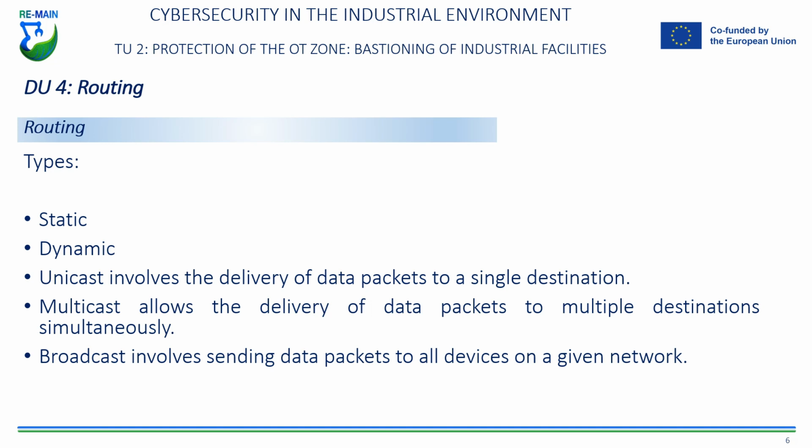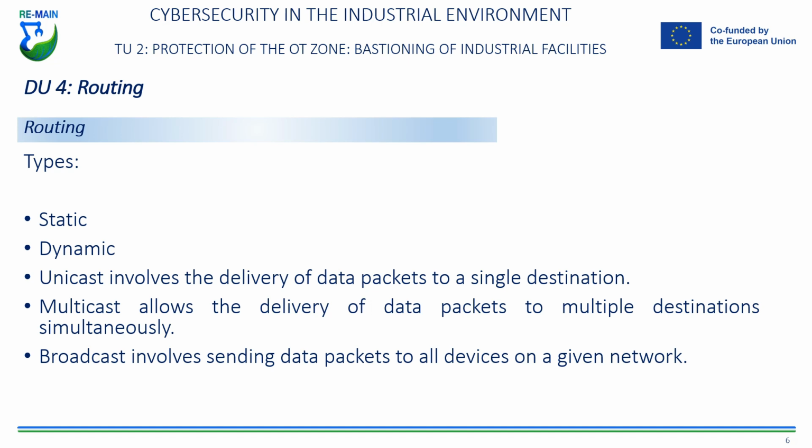Dynamic routing, on the other hand, is automatically configured by exchanging routing information between routers. Dynamic routing protocols, such as the IGRP protocol or the EIGRP protocol, allow routers to dynamically discover and learn the best path to send the data packets. This type of routing is suitable for larger and more complex networks as it automatically adapts to changes in the network topology. Furthermore, routing can also be classified into unicast, multicast, and broadcast routing.